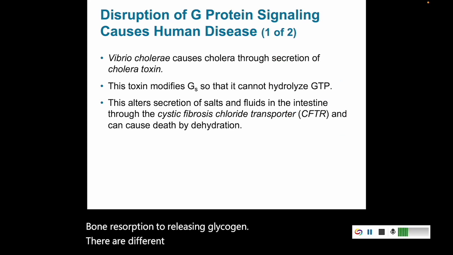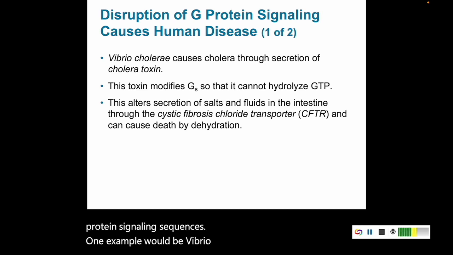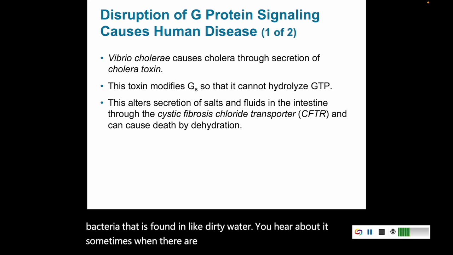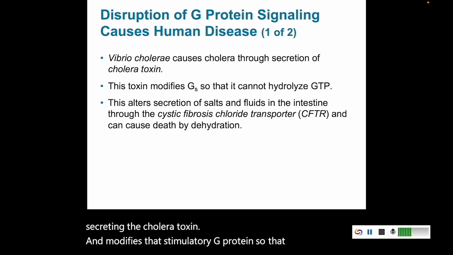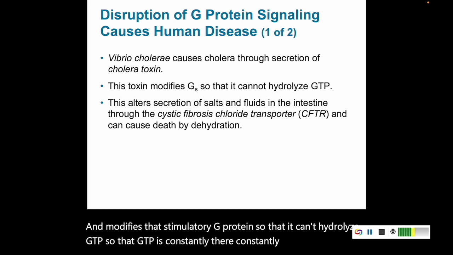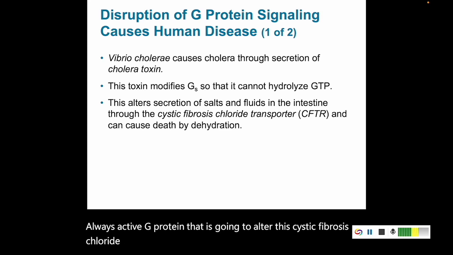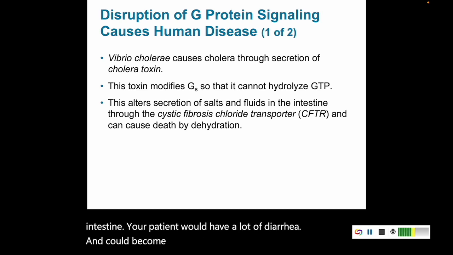There are different diseases that have kind of hacked this whole G protein signaling sequence. One example would be Vibrio cholerae. Vibrio cholerae is a bacteria that is found in dirty water. You hear about it sometimes when there are floods or breakdown in city water supplies, and they'll tell you to boil your water if it could be contaminated. Vibrio cholerae causes this disease, cholera, through secreting the cholera toxin and modifies that stimulatory G protein so that it can't hydrolyze GTP, so that GTP is constantly there, constantly active. So you have this always active G protein that is going to alter this cystic fibrosis chloride transporter to alter how it is secreting salts and fluids into the intestine, which means as fluids keep being released into the intestine, your patient would have a lot of diarrhea and could become dehydrated and even die from this.